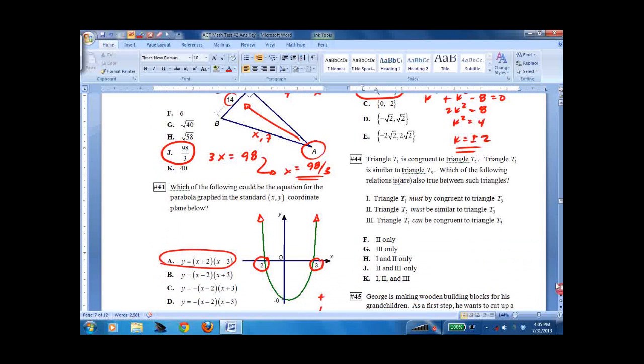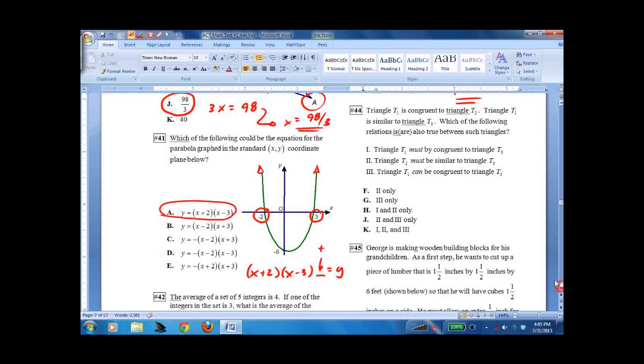This one, straight out of geometry class. You've got triangle T1 congruent to triangle T2, which is similar to triangle T3. Now, this could also be the same, because if something is congruent, it's also similar. So triangle T1 must be congruent to T3? No, it could be that situation, so definitely not that.